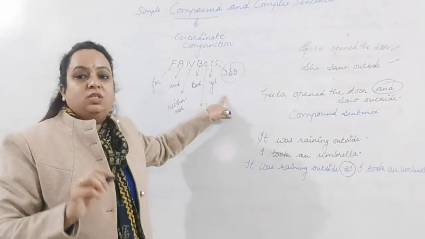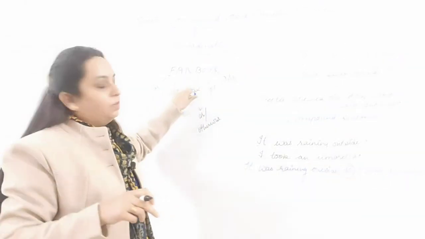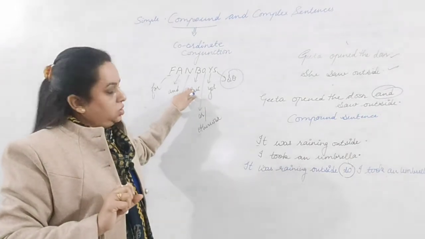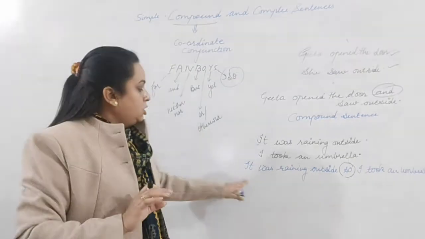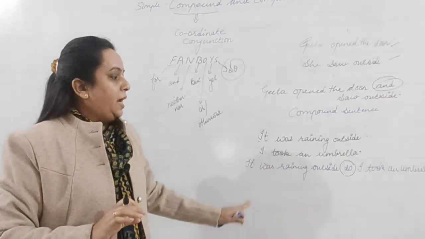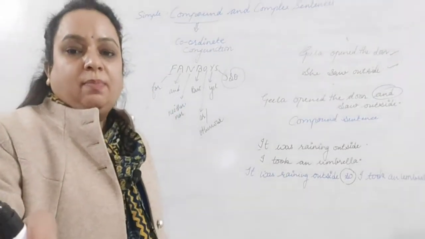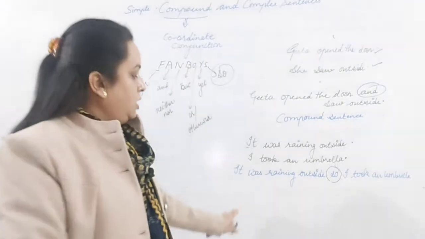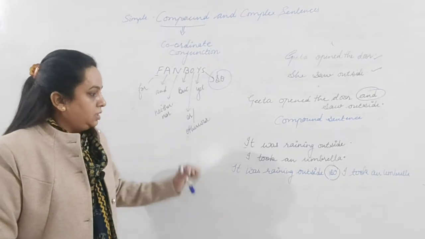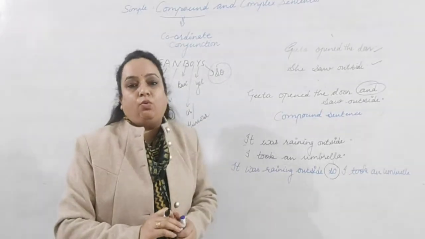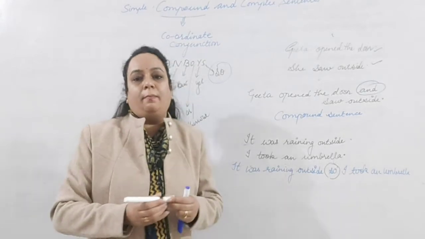And when we have this type of combination of two sentences, which is possible with the help of a coordinate conjunction, so that is known as a compound sentence, right? So it was raining outside, so I took an umbrella. This is the sentence. And what is the type of sentence now? The new sentence is compound. It's a compound sentence now. Clear? So this is the way you have to change different simple sentences into compound sentences.